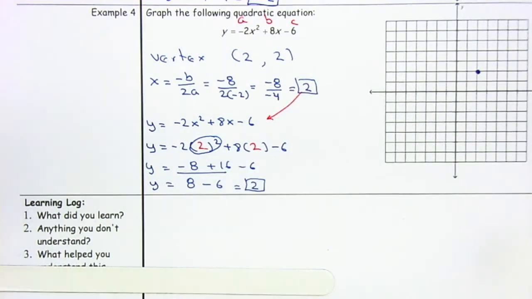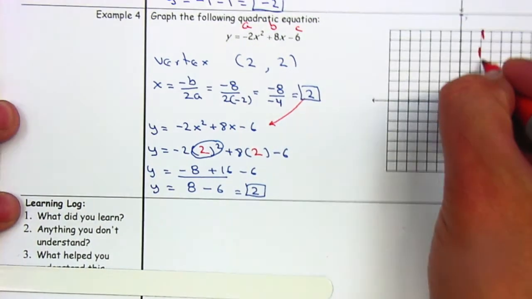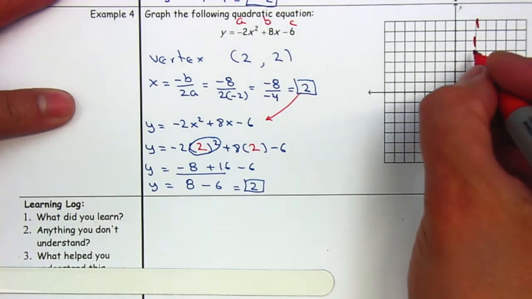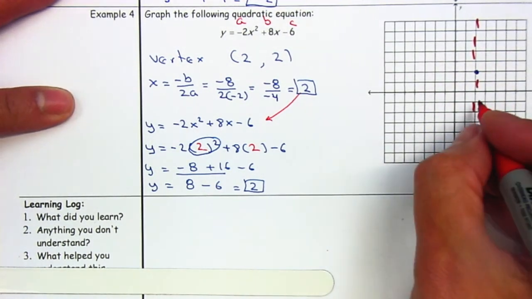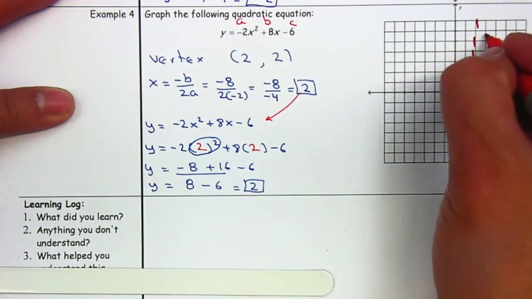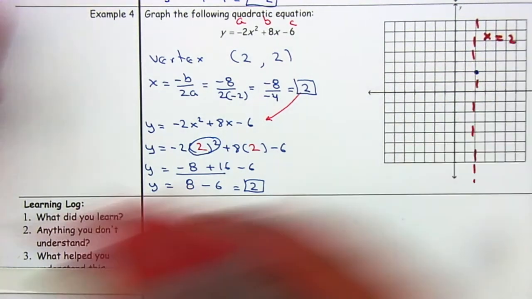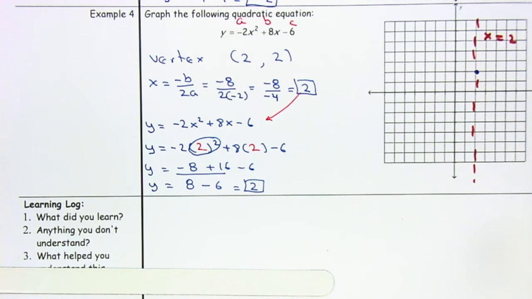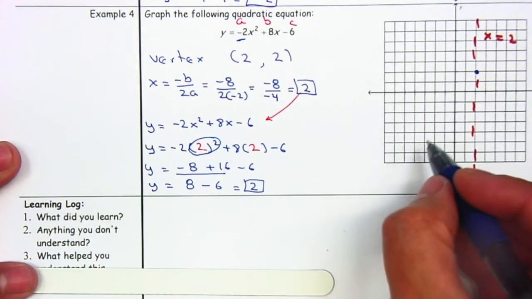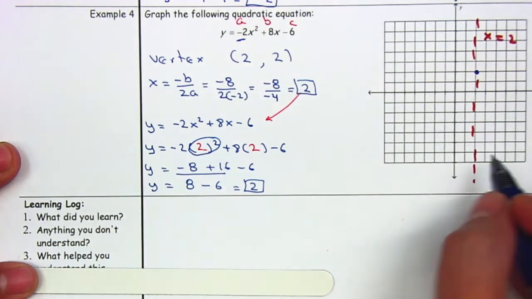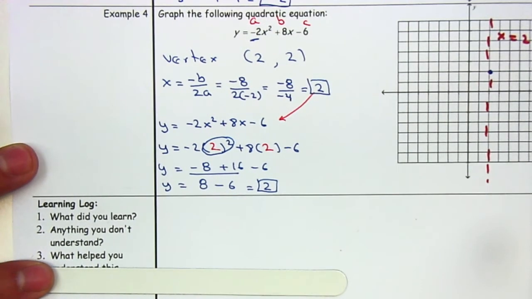I'm not going to draw the line of symmetry right away. I know it's crossing that vertex. The x value is crossing the x-axis at 2, so this is x equals 2. Don't forget to write down your equation for the line of symmetry. And I know that it's facing down because the a value is negative. Something that you want to double check as you go through the process.